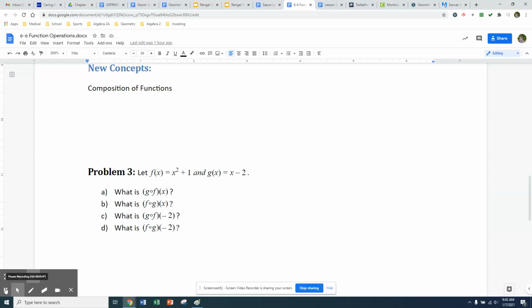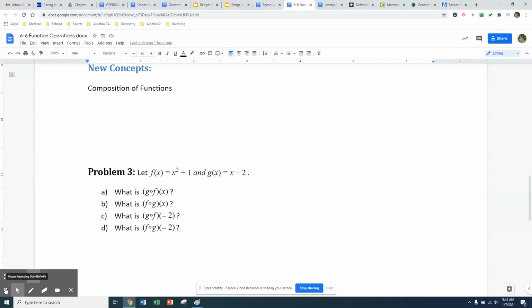Well, here we have a whole function rule that we are now going to apply into the g function. So g's function rule is x minus 2, but I'm going to replace the x with this function rule. So it's going to be (x squared plus 1) minus 2. That's where the x used to be, and that's now replaced with f's function rule.